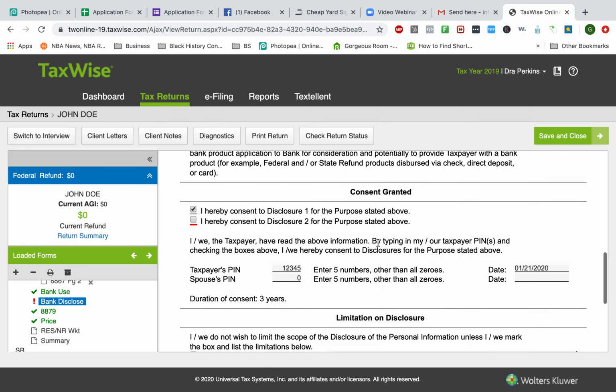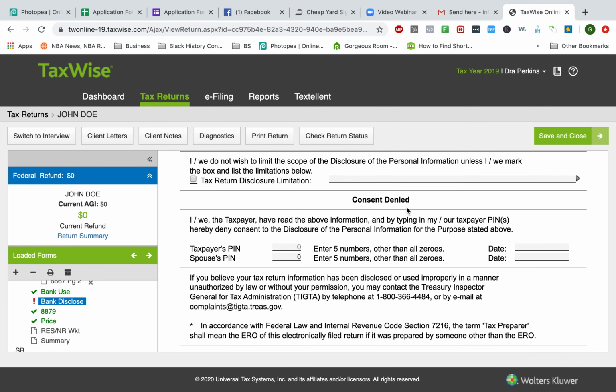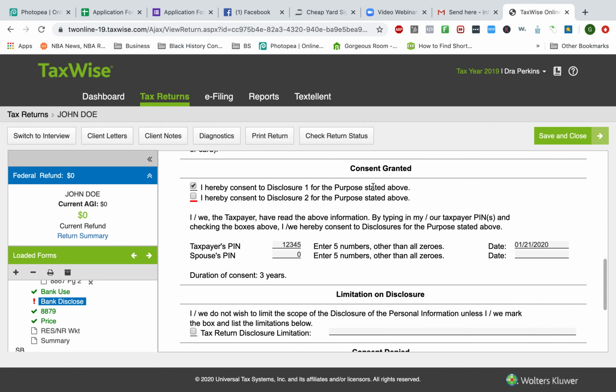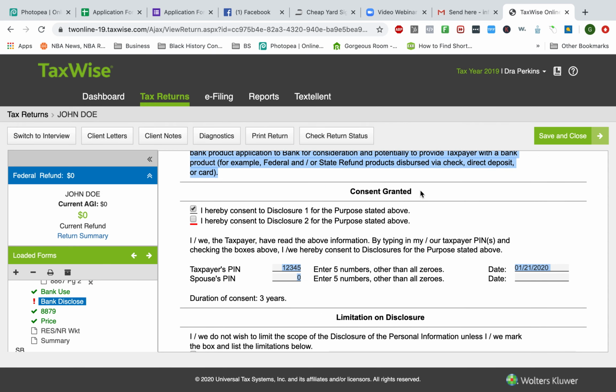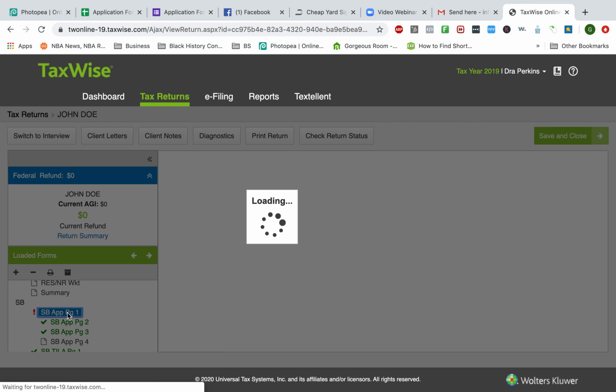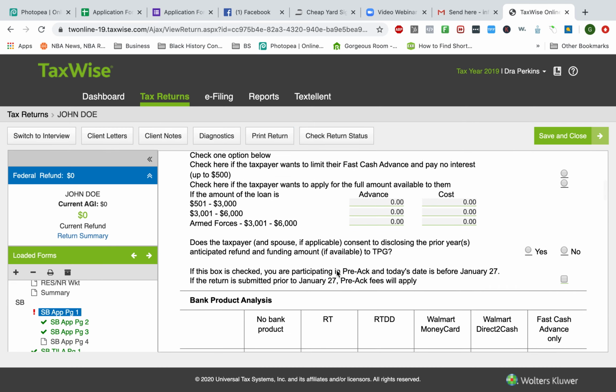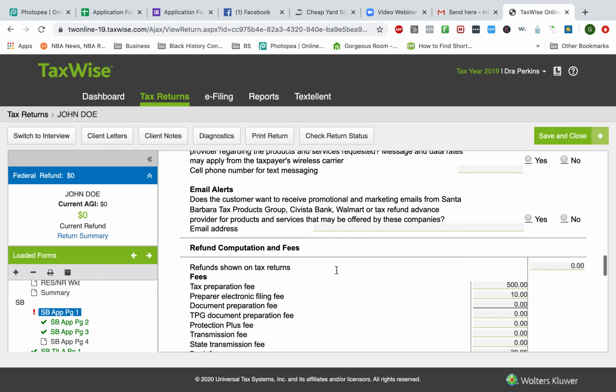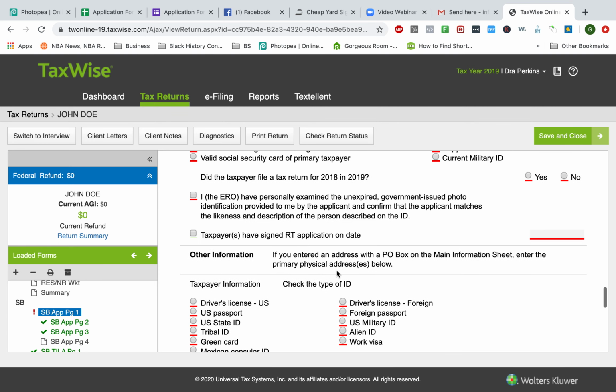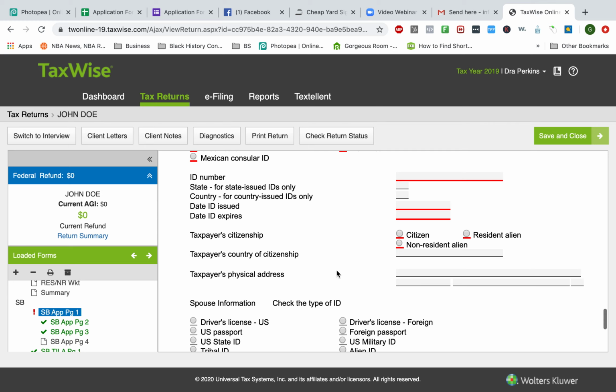You want to be very careful not to scroll all the way to the bottom and put in the taxpayer's PIN with the date there. Understand that it has to be right here where it says consent granted. So with that being said, boom, boom, I'm accepting that. All green check marks. All right, remember, this page right here is not relevant because we have not put in any numbers.